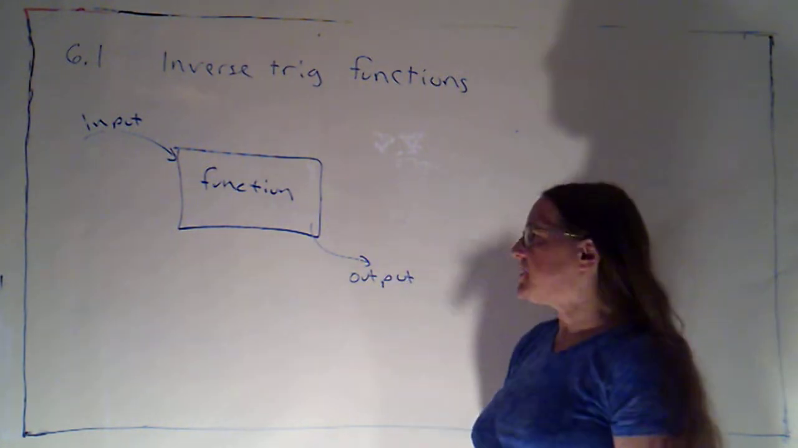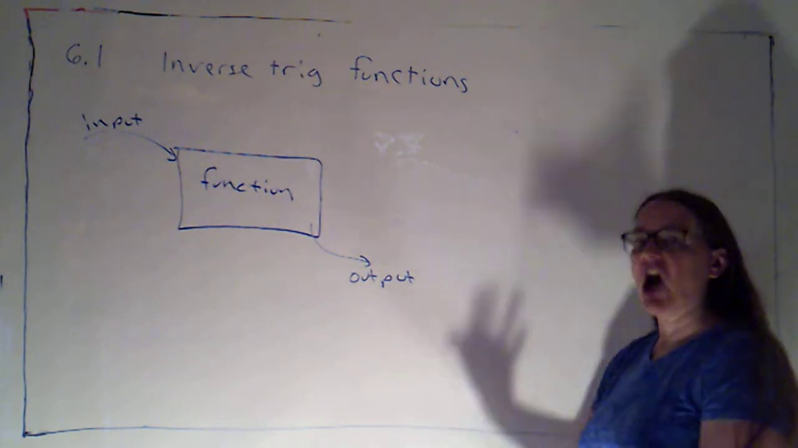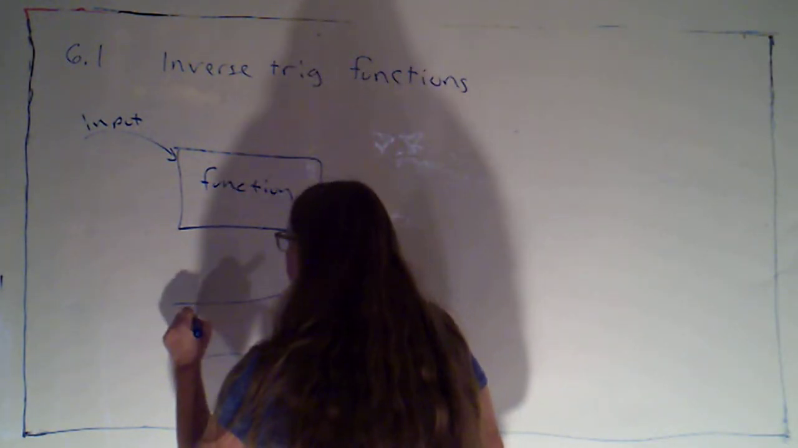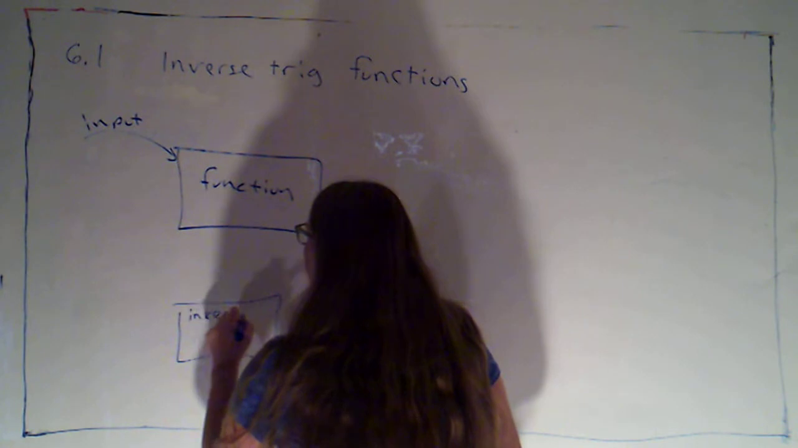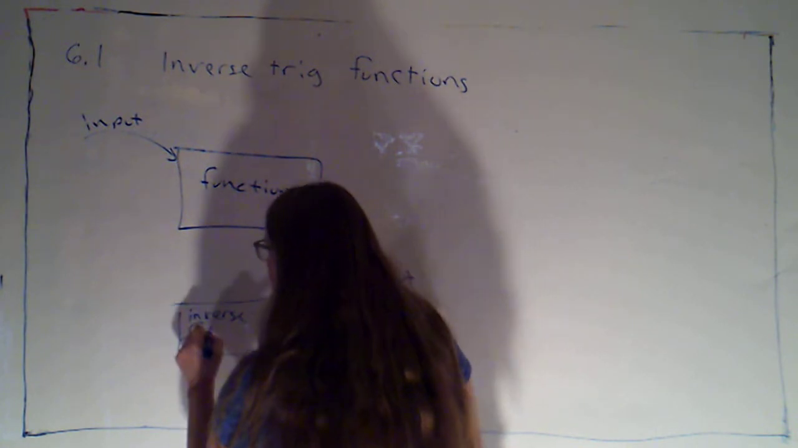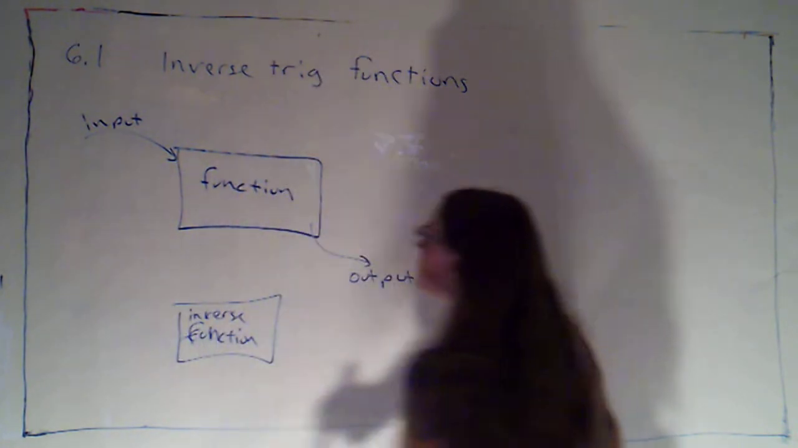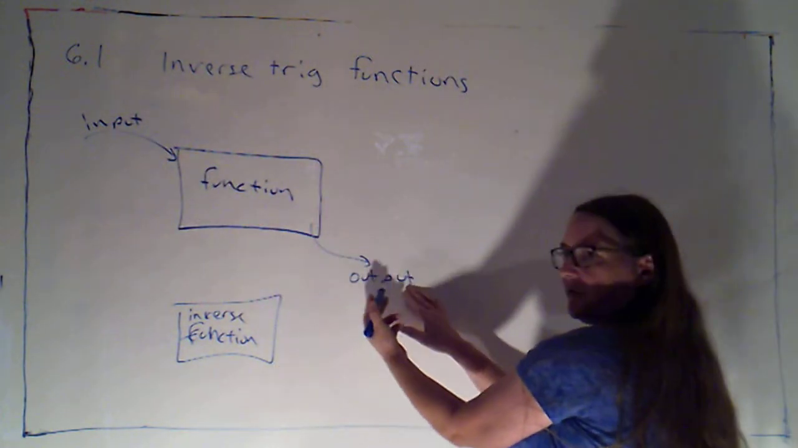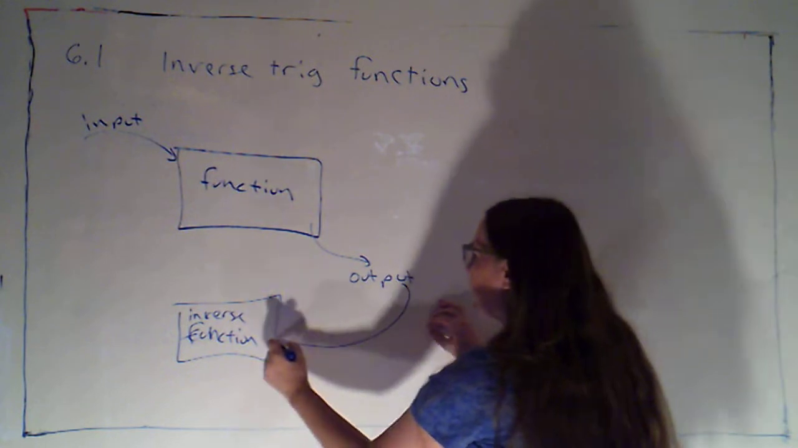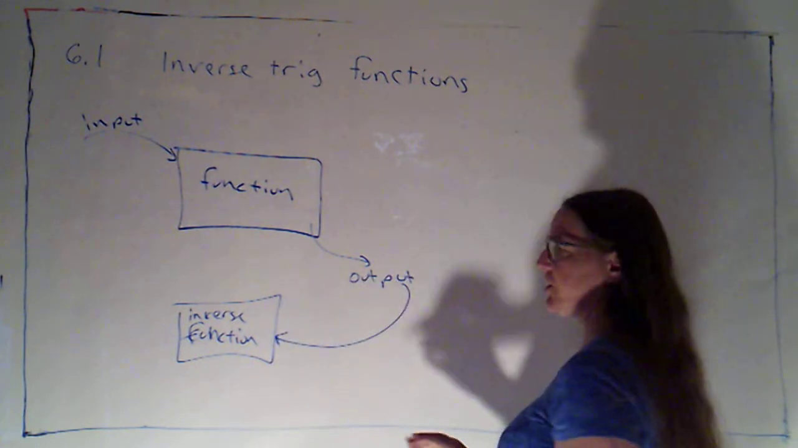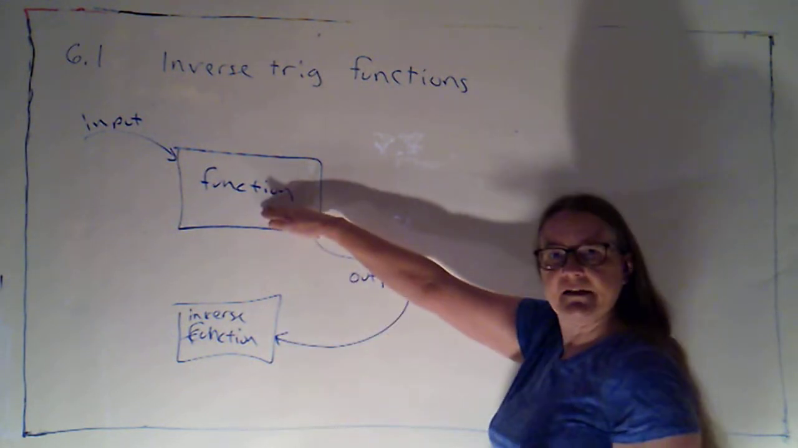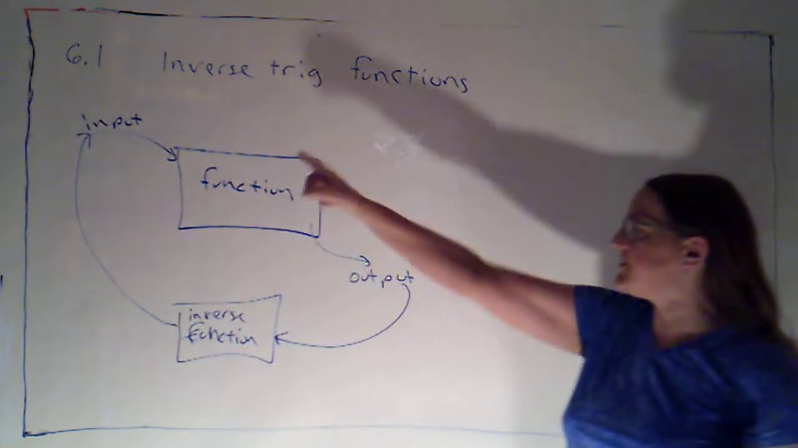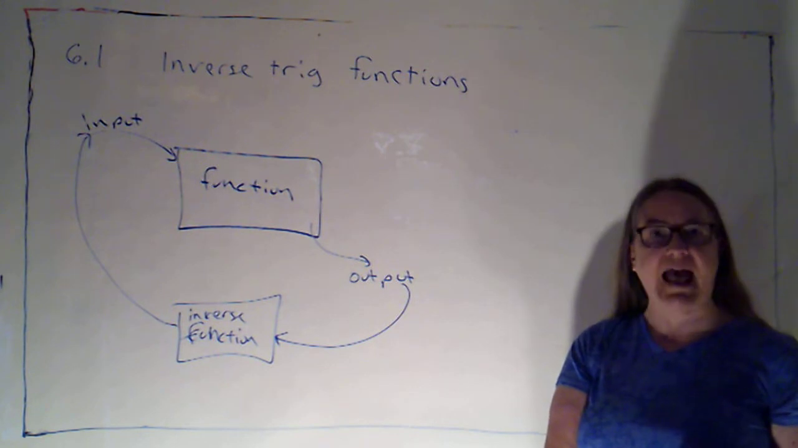But some functions can be undone. They have what's called an inverse function. So if I take an input and I plug it into a function and I get the output, and then I take that and I plug it into the inverse function, it does exactly the opposite of what this function did, and it loops back around and gives me that original input back.